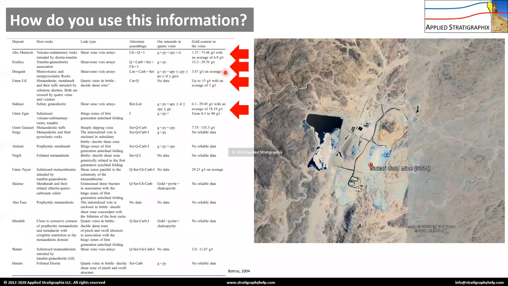Okay? So I've drawn arrows for the locations that will have visible gold associated with them. So here's a famous mine. This is the Sakari mine. And you can see that right here. You can actually see the mine in these satellite images. And it looks like it's a surface mining operation. It's an open pit, very large open pit mine.